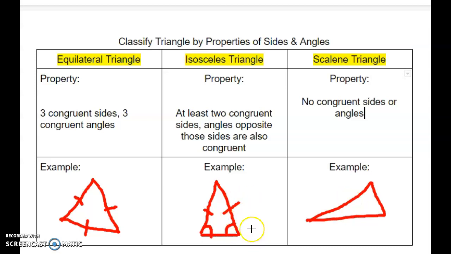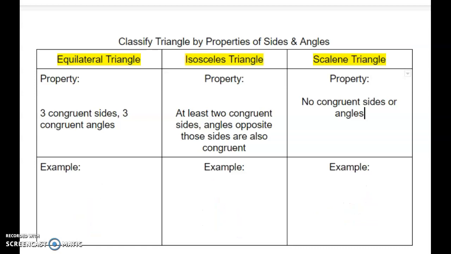If we take this middle one, for example, all three angles appear to be acute, but I know it's isosceles because these two sides are congruent, so we would call it an acute isosceles triangle. Okay, and you'll get some practice with that with the riddle worksheet I've included for you.